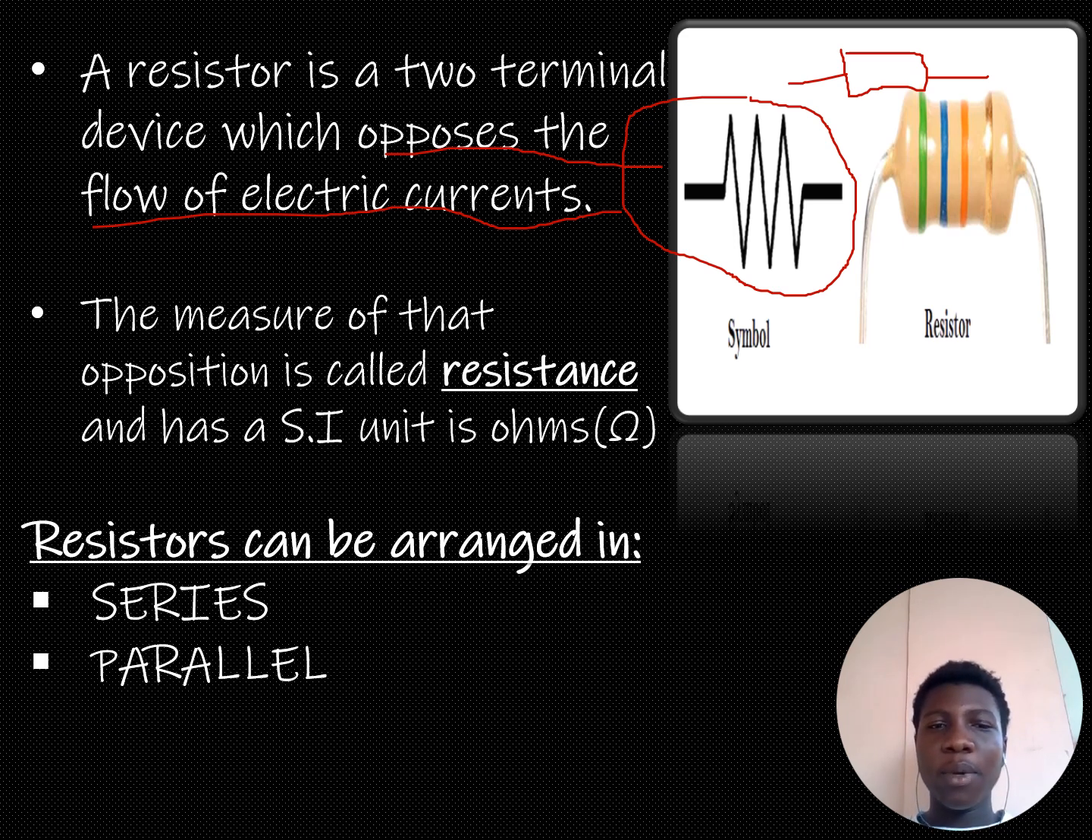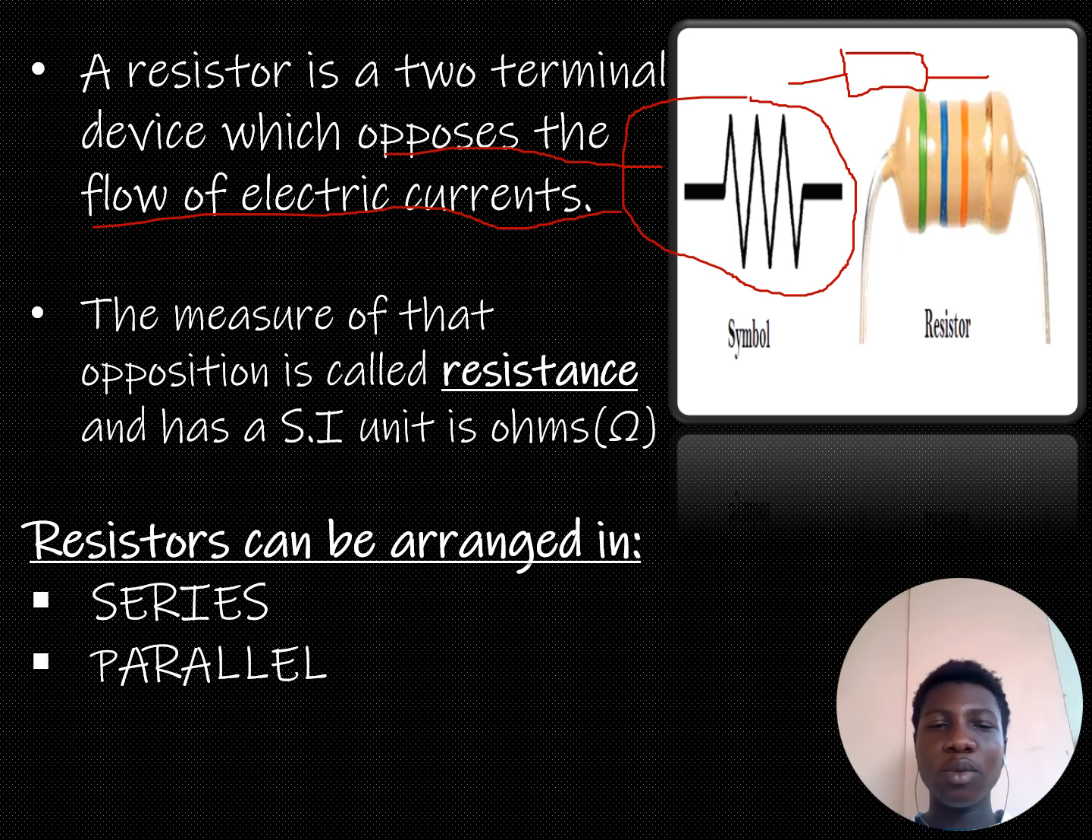So the measure of that opposition is what we call resistance. And the SI unit for resistance is ohms, or it's measured in ohms. So we see that the resistance is high when the level of opposition is high, and it's low when the level of opposition is low.